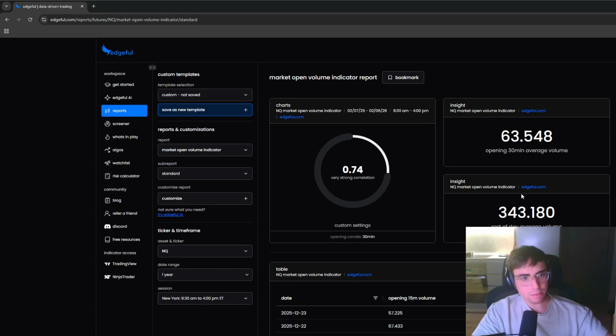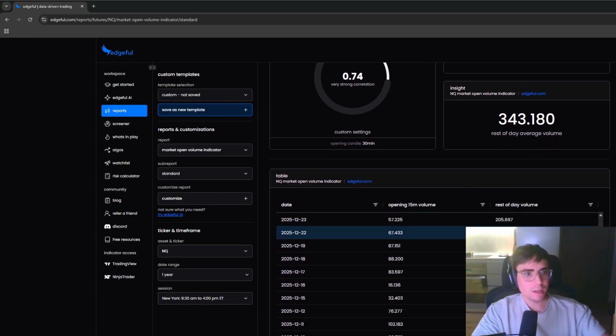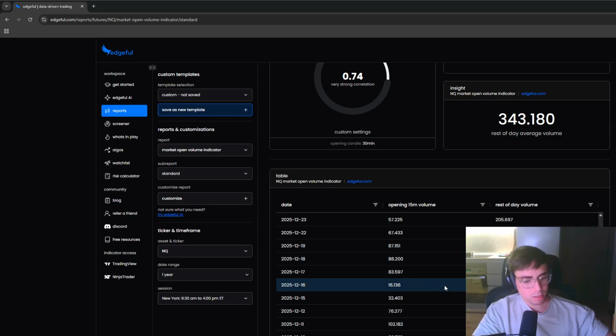And we can check that directly here on the table, where we can go back in time and check each day. Even if here it says 50 minutes, it's 30 minutes because I set it, but it doesn't change anything. You can check the volume on that day for the first 30 minutes and then for the rest of the day, and you're going to be able to check this correlation basically.